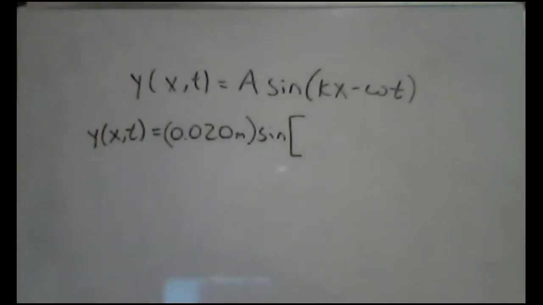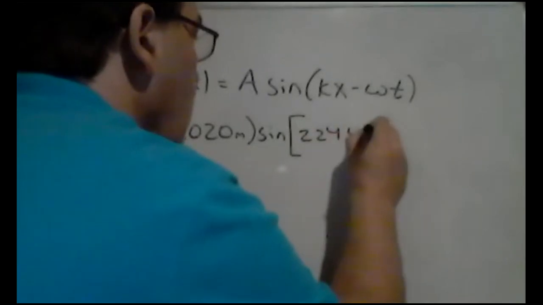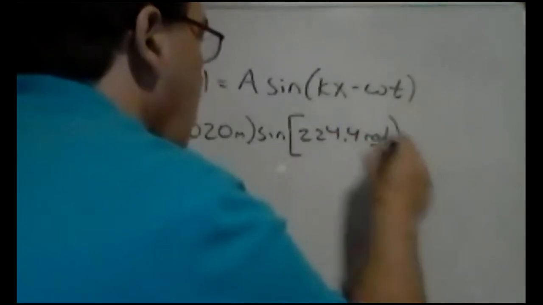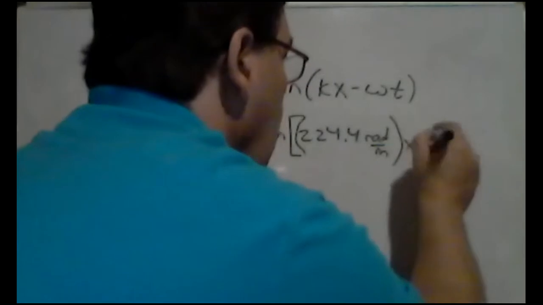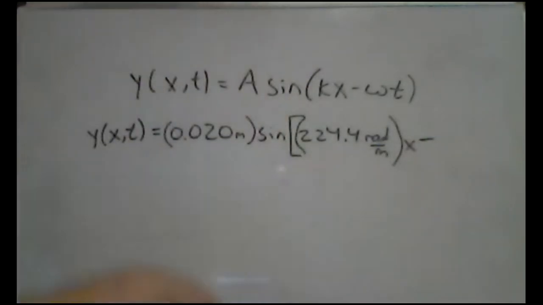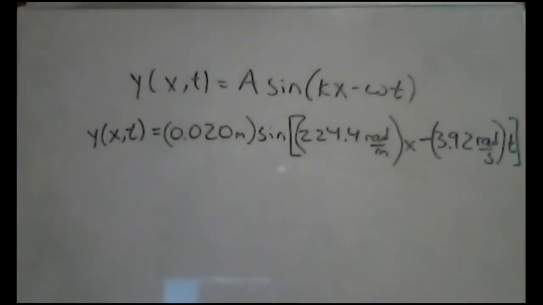I'll go to brackets. k, the wave number I calculated for you guys, I calculated 224.4 radians per meter, x, minus omega t. Omega was 3.92 radians per second, t. There you are. All right, so that's my wave. I mean, that is the wave based upon what I just got done doing.